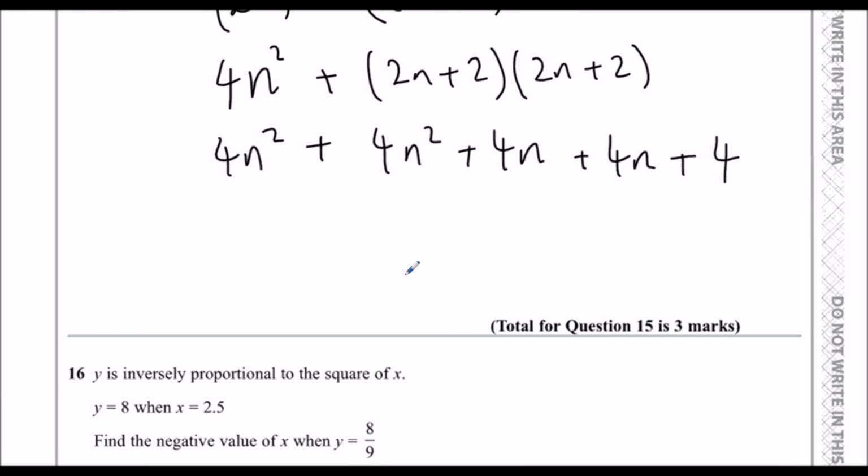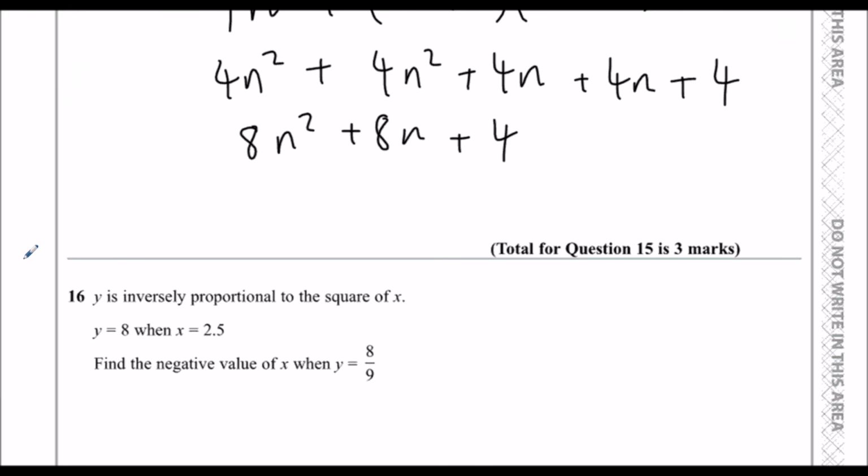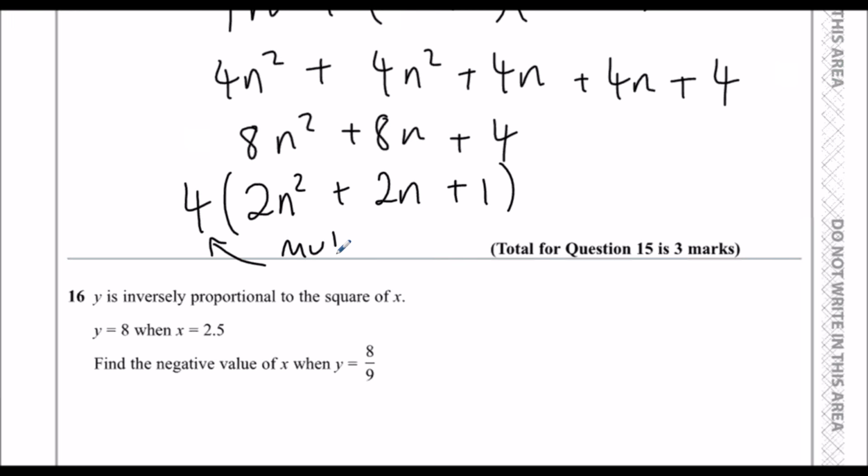So simplifying, we've got 8n squared plus 8n plus 4. So we can show it's a multiple of 4 by factorizing out a 4. So if we take 4 outside, we've got 4 times 2n squared plus 2n plus 1. So it's a multiple of 4.